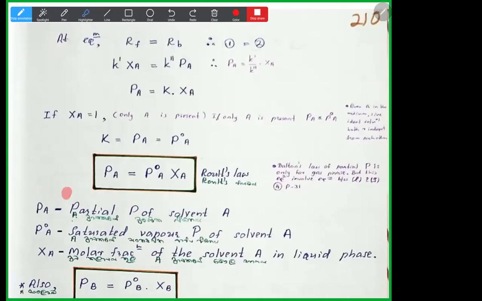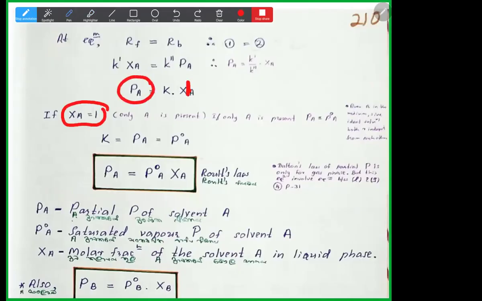So very simple. I think they were given this to derive in 2020 or so. 2019 or 2020, yes, this is what they were given. That's why I'm asking you guys to concentrate after 2019. Before 2019, they never asked theory directly. So then, let's say if this equals 1, if only XA is present, what is supposed to happen to P, the partial pressure of A? It becomes the saturated vapor pressure. Only A is in the medium.